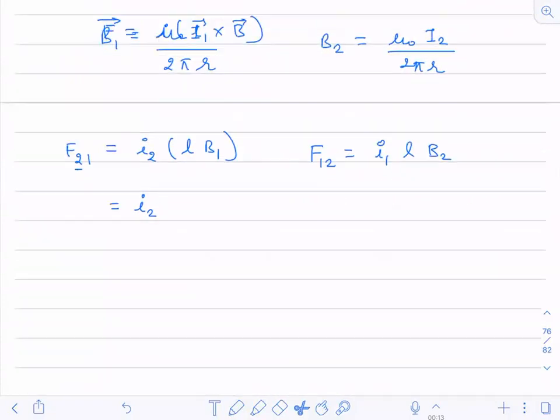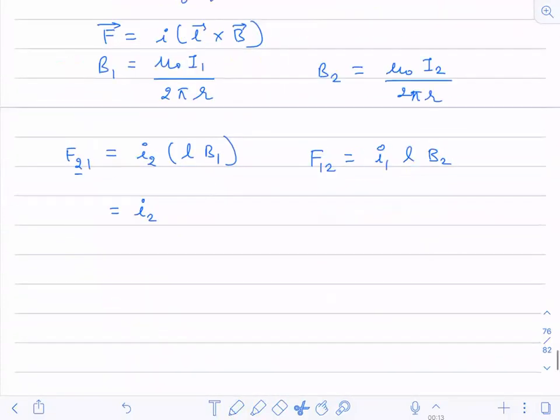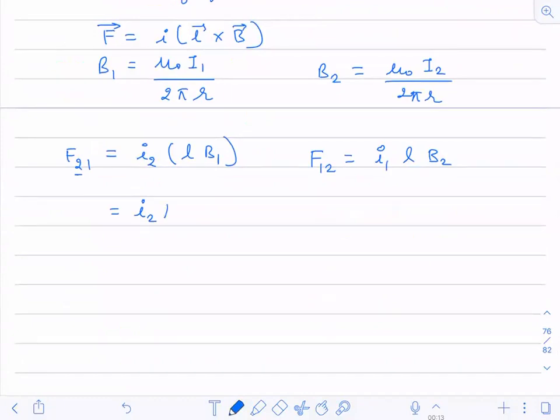Okay, so just see this. This is the value of B1 and B2 now. So what is the B2 value? Just see here, the B2 value is over here. So what is that? Mu naught I.